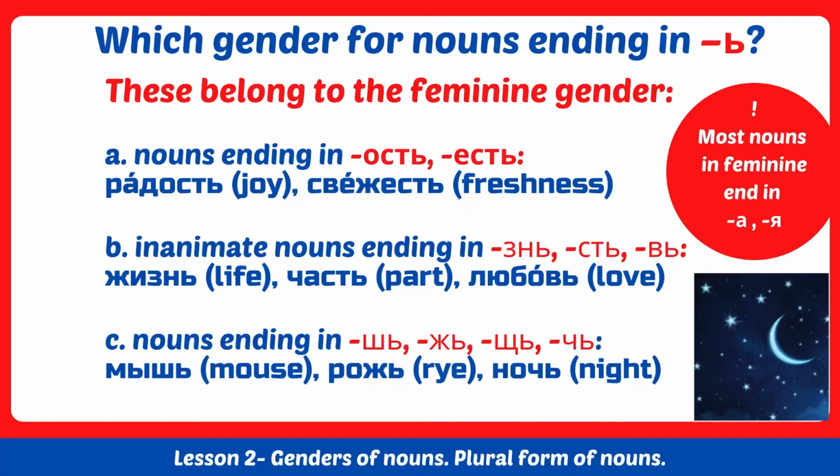These nouns ending in soft sign belong to the feminine gender. Nouns ending in ость, есть, радость, свежесть. Inanimate nouns ending in зн, ст, в. Жизнь, часть, любовь. Nouns ending in ш, ж, щ, ч. Мышь, рожь, ночь. Again, these are just few nouns. And remember that most nouns in feminine will end in a or ya.